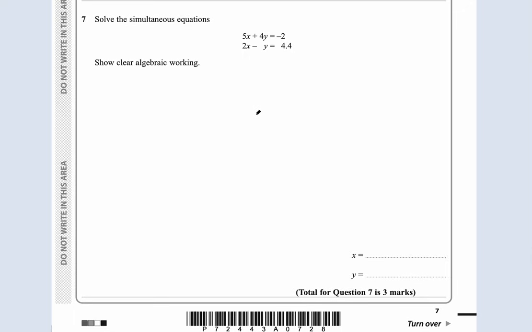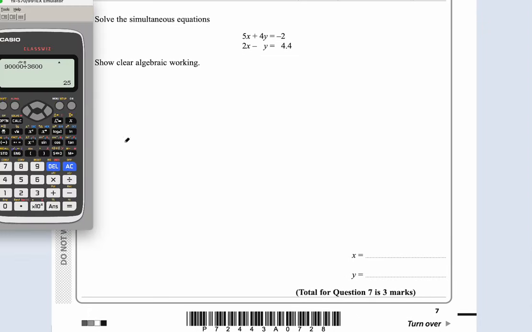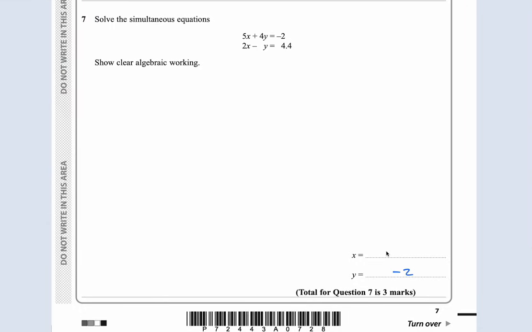Show your working clearly. So guys, your calculator can do this in one go. I do advise always students to get the answer. You can get the answer on your calculator. The first one is 5, 4, minus 2. And the second one is 2, minus 1, 4.4. So x is 6 over 5 and y is minus 2. X is 6 over 5 or 1.2, whichever way you want to put it.